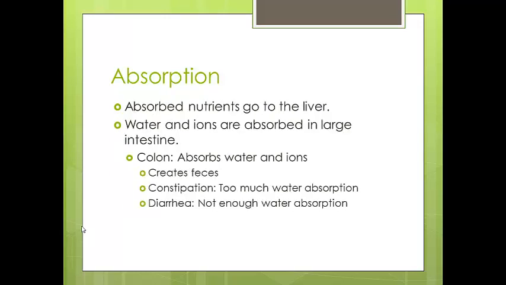The absorbed nutrients go to the liver, and water and ions are absorbed in the large intestine. The colon is another name for the large intestine. Water and ions are absorbed. It also creates feces. Constipation is a result of too much water, and diarrhea is a result of not enough water absorption. That's mixed up.